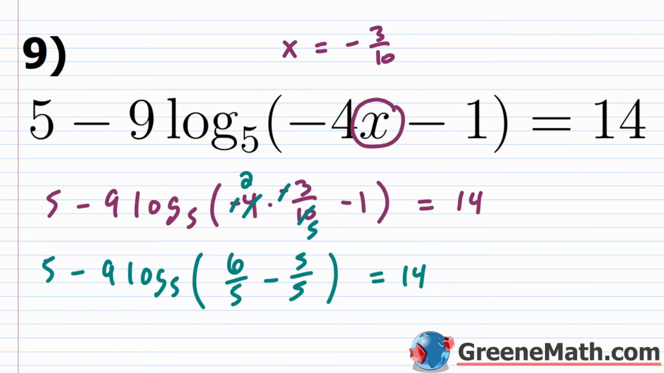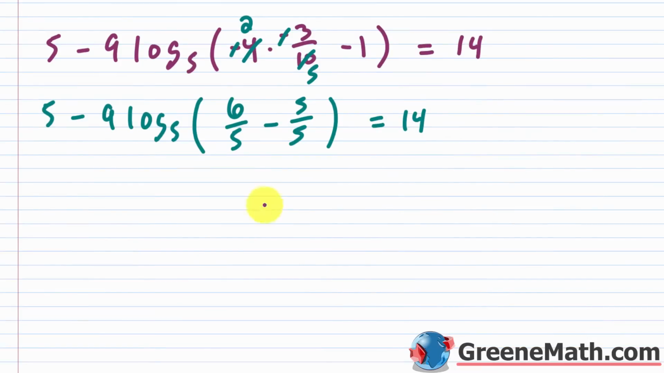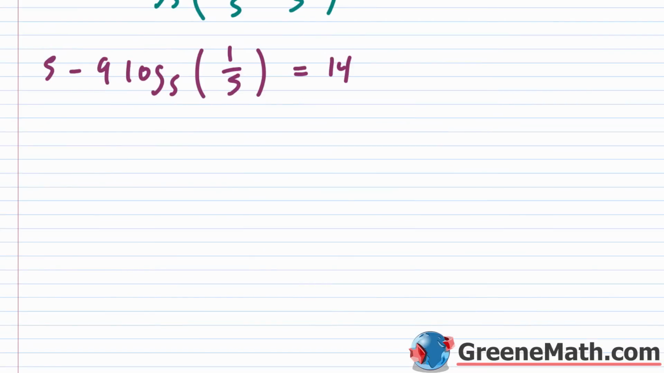Okay, let's come down here a little bit, and let's see what we have. So let me write 5 minus 9 log base 5 of 6/5 minus 5/5 is 1/5. And then this equals 14. So what we see is log base 5 of 1/5. Now, we have not talked about the properties of logarithms yet. That's coming up in the next lesson. But there's a property that we can use here to make this very, very quick.